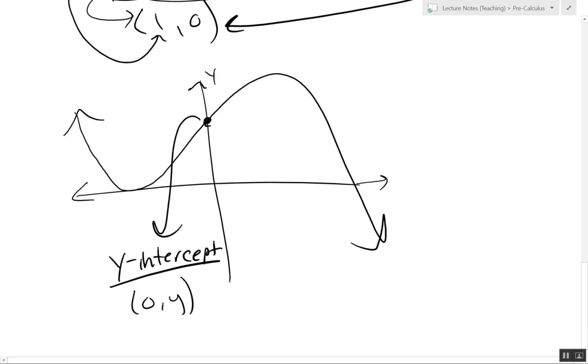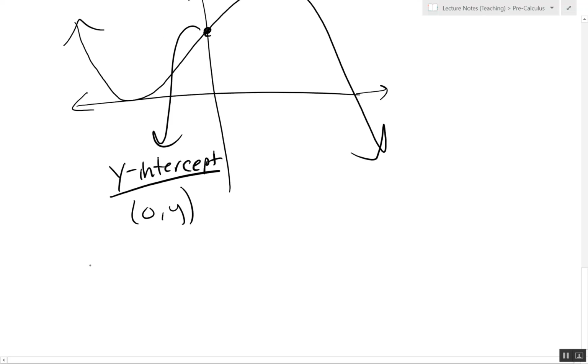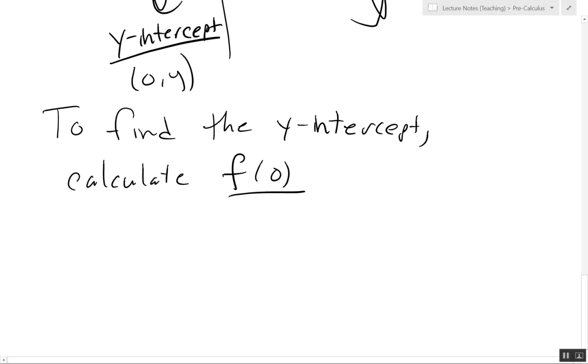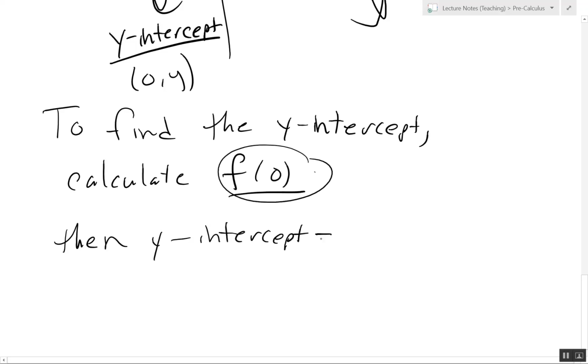Finding the y-intercept depends on the type of, well, actually, it doesn't really depend on anything. To find the y-intercept, you just have to calculate something very simple: f of 0. So this just gives you a number. And then the y-intercept is a point, so the y-intercept is equal to 0 comma f of 0.